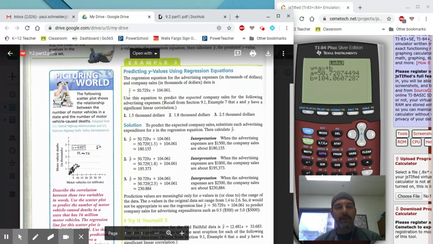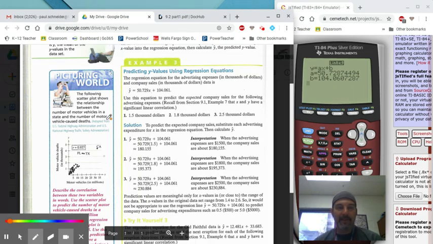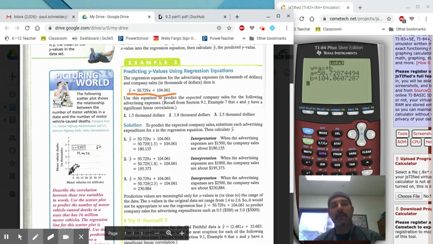Okay, well, it uses the same exact linear equation from our data last time. So here we go. Y hat equals 50.729x plus 104.061. Okay, so the regression equation, it tells us, is this. It says use the equation to predict the expected company sales for the following advertising expenses.